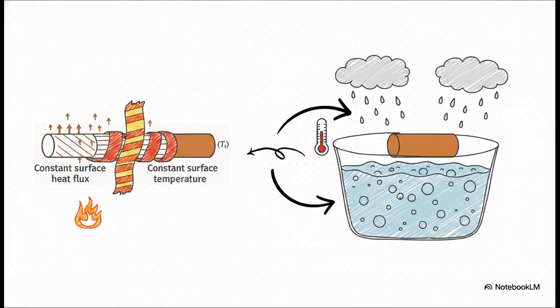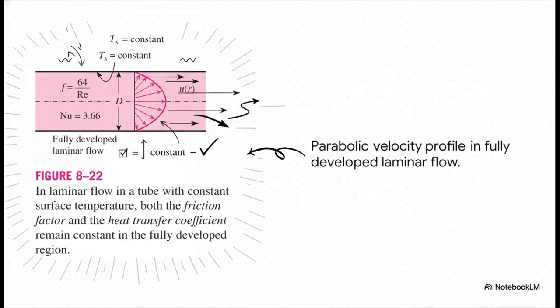On the flip side, we have constant surface temperature, which means the pipe wall itself is held at a fixed, uniform temp. You'd see this in the real world if a pipe was running through a massive boiling water bath, or maybe a jacket of condensing steam. You really have to identify which system you're dealing with right out of the gate. Check out this sketch here showing the parabolic velocity profile. When you have fully developed laminar flow paired with a constant surface temperature, an amazing thing actually happens. The math simplifies. Both the friction factor and the heat transfer coefficient remain perfectly constant in this fully developed region.